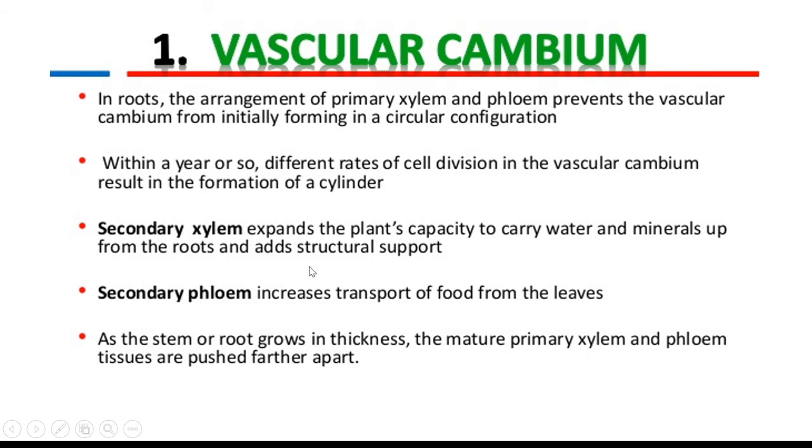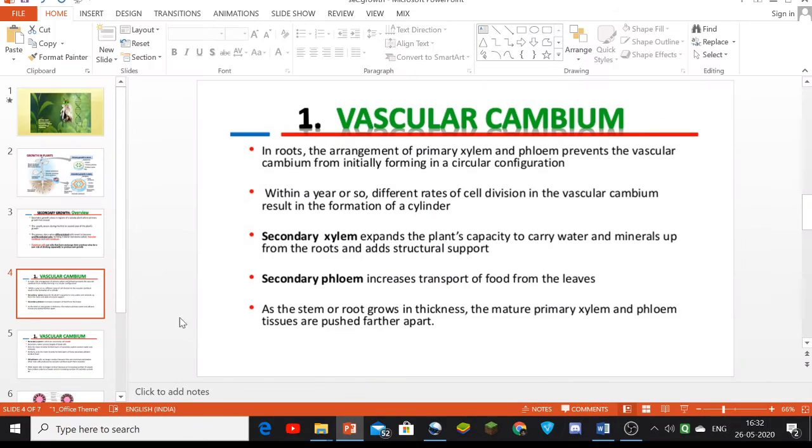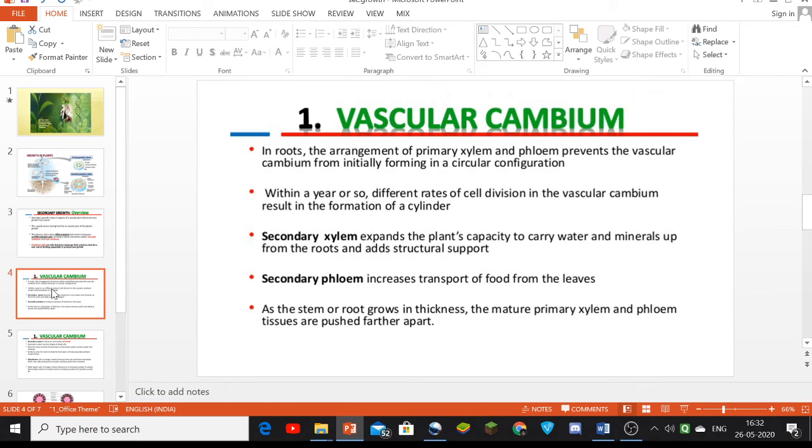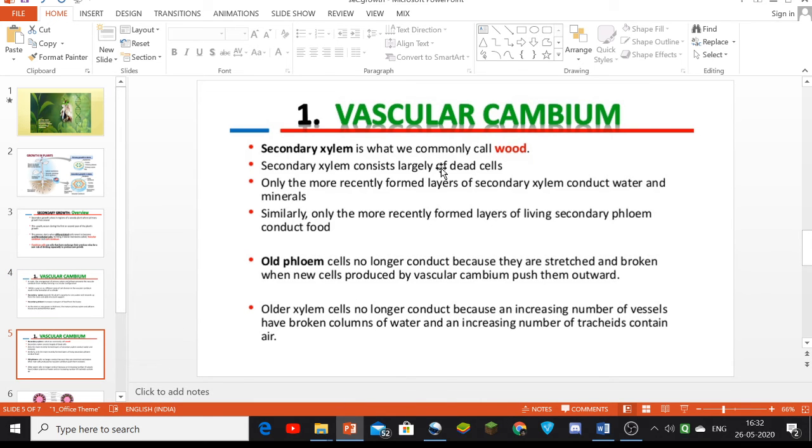In roots, the arrangement of primary xylem and phloem prevents the vascular cambium from forming a circular configuration. But within a year or so, different rates of cell division in the vascular cambium result in the formation of a cylinder. Secondary xylem expands the plant's capacity to carry water and minerals. By the action of this vascular cambium, secondary xylem and secondary phloem form. The secondary xylem is what we commonly call the wood.